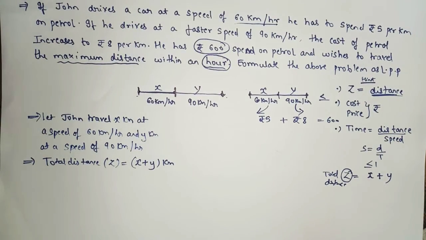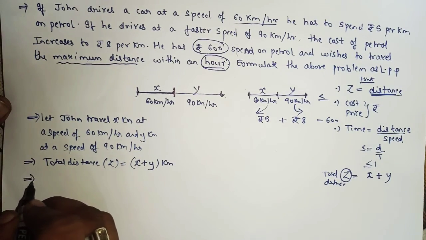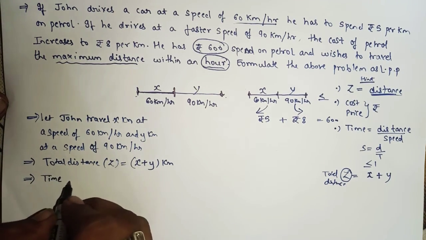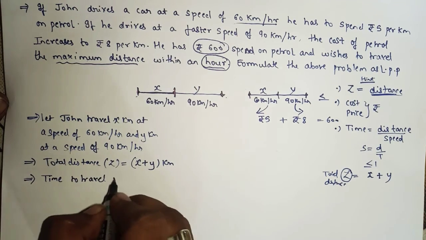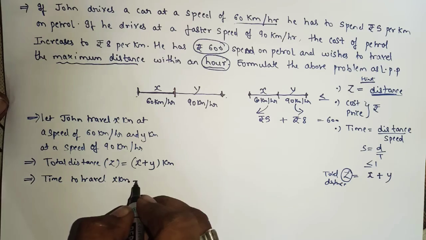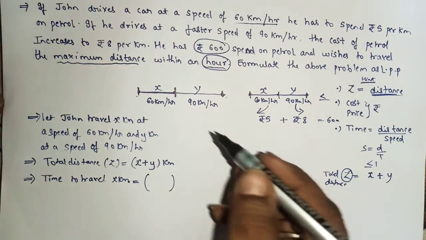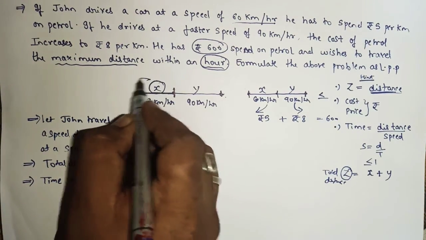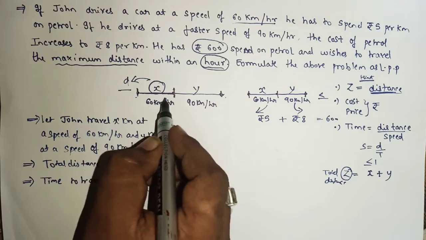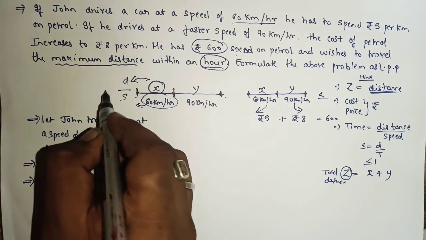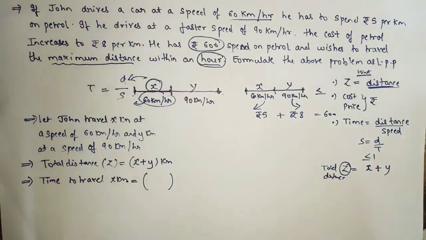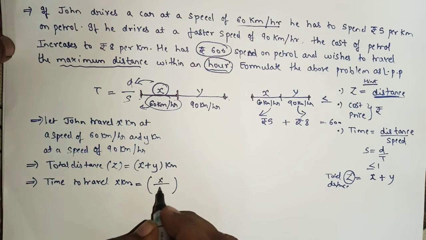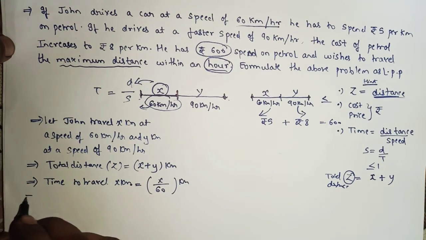Now the next part we will write what? Time to travel x kilometer is what? So now we'll apply the formula, time equal to distance upon speed. So can I say that this is a distance, this is speed. So you will get one formula, that is time equal to distance upon speed. Yes or no? So time to travel x kilometer is what? x upon 60. Yes or no?